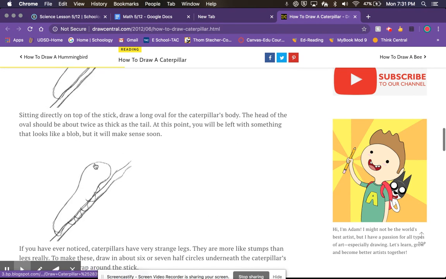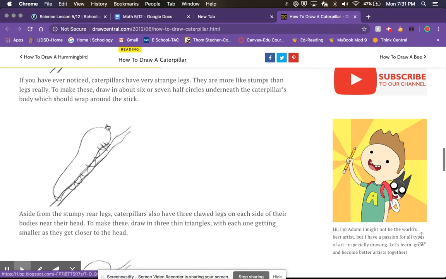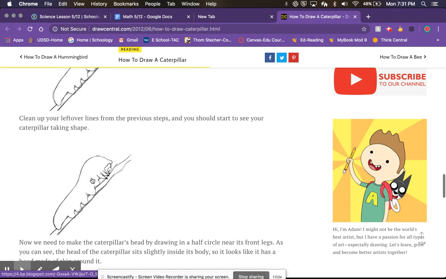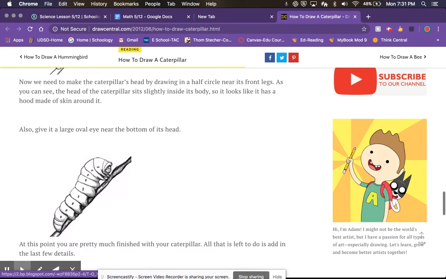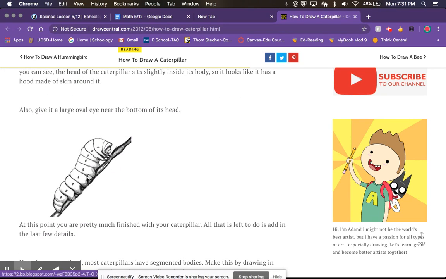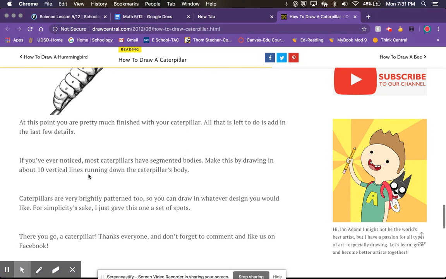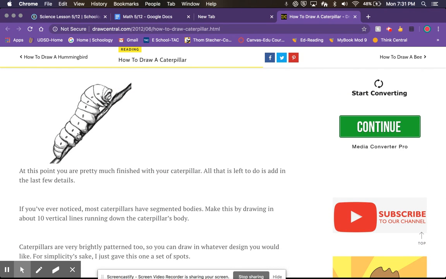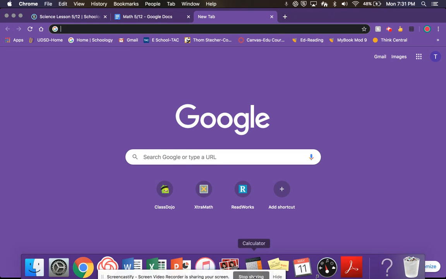Okay, here's the body part. It shows you all the steps. Add the legs, add the true legs. All right, you'll see how it changes little by little. The mandible. Oh, getting more detailed here. Almost finished. And then they'll want you to color it in. All right, making the drawing 10 vertical lines running down his body. All right, that's the abdomen part. Okay, so that's for your drawing.